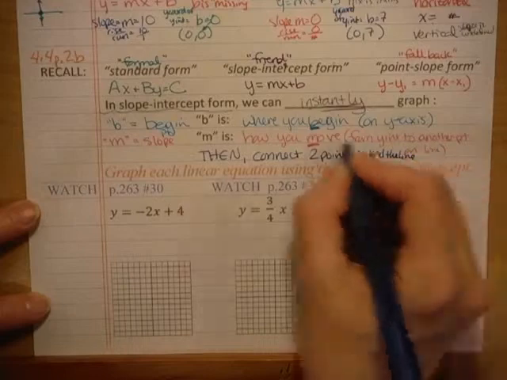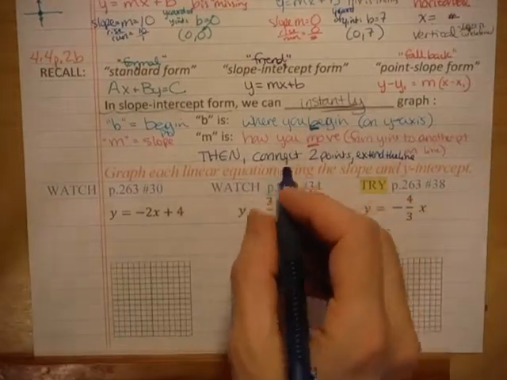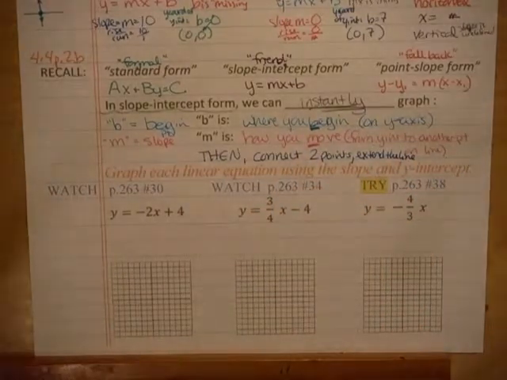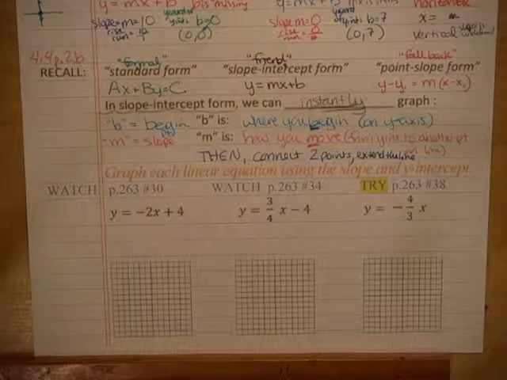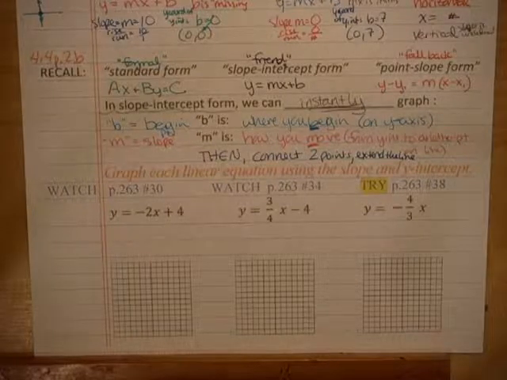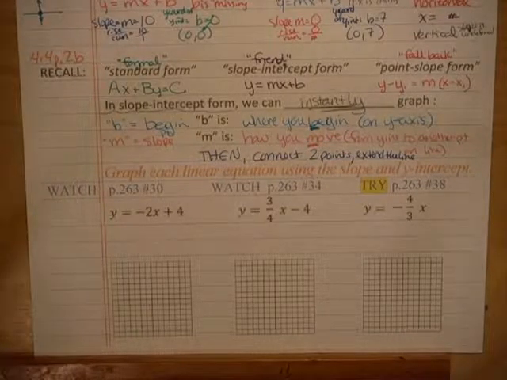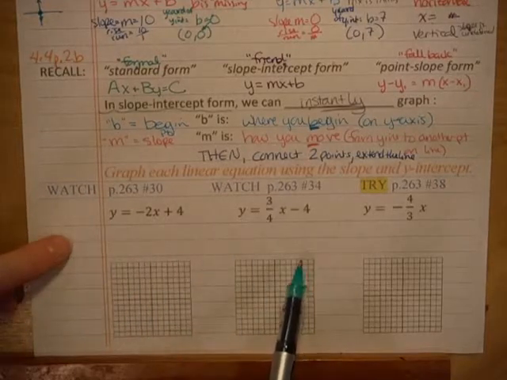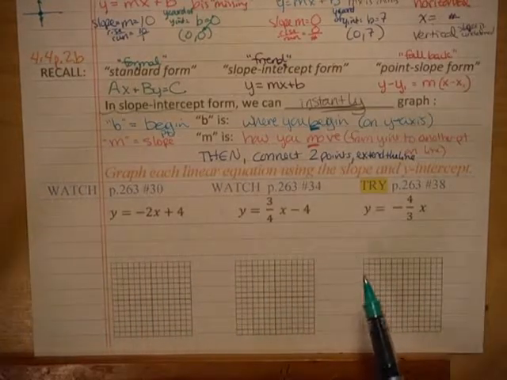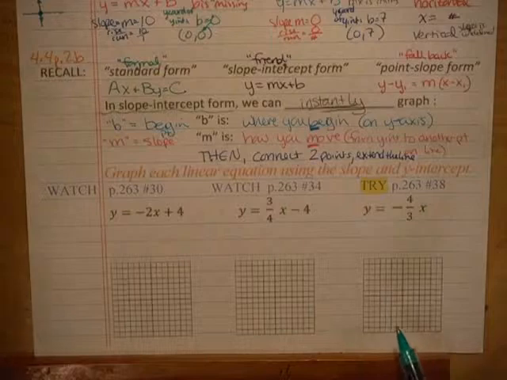In the time it took me to write out these instructions, you could have graphed probably 5, 6, 7, 8 lines, depending on how quick you are at drawing a straight line between 2 points. Okay, let's do a couple of these examples together, and then there'll be a try problem for you. And I left a little bit of a challenge in that try problem.